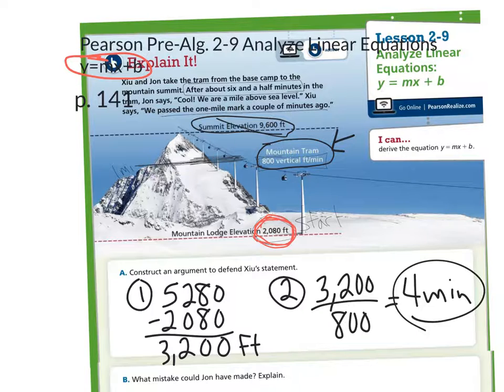And so that confirms what Zhu said. 6.5 minutes is already 2.5 minutes past when they actually got to that point. So basically what John did was take the 5,280 divided by 800, and that would tell you, if you were starting right at sea level, how many minutes it would take to get to the mile mark. We're not starting at sea level though, we're starting at 2,080 feet. So that's why it's not taking us as long to get to that point.